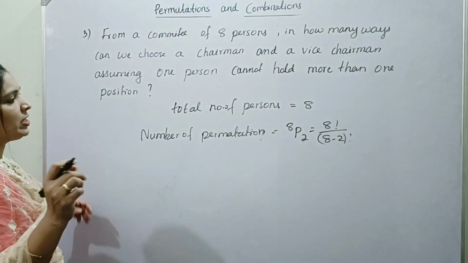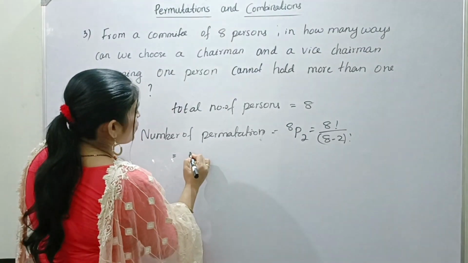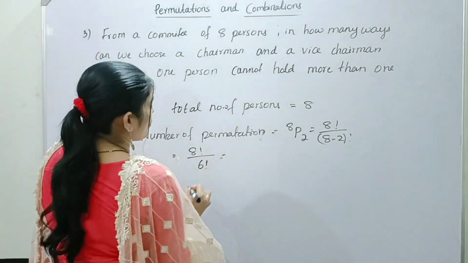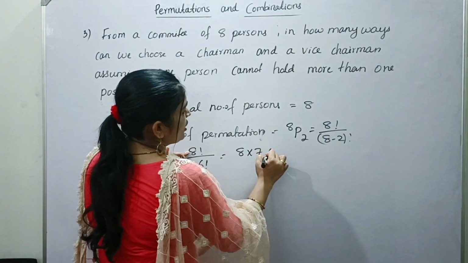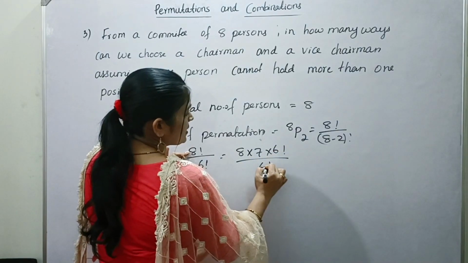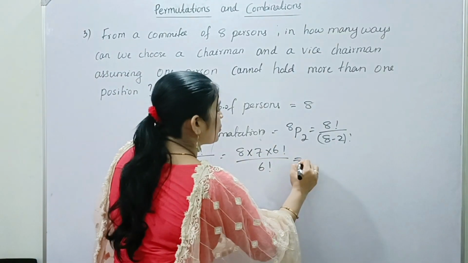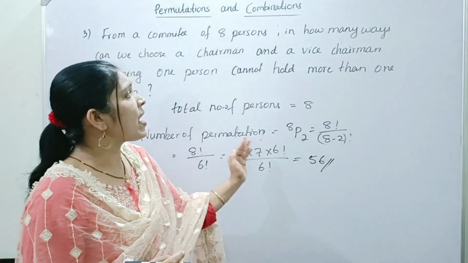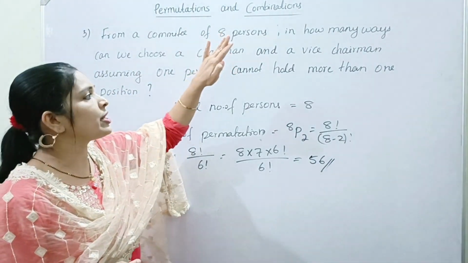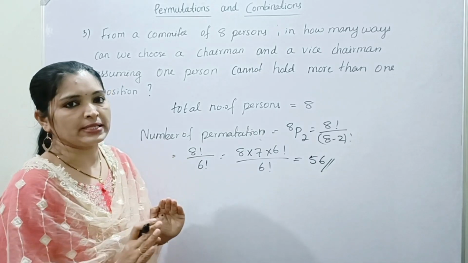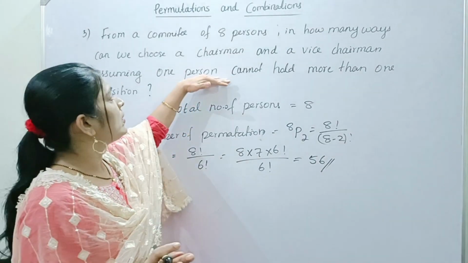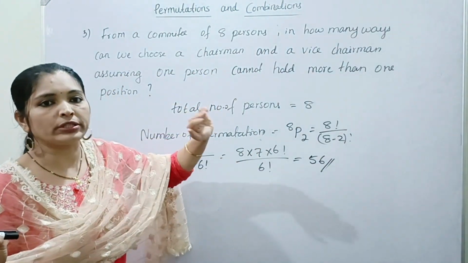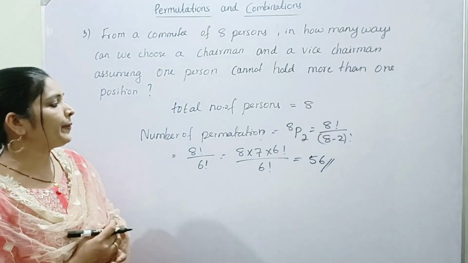So 8 factorial divided by 8 minus 2 factorial is equal to 8 factorial divided by 6 factorial, right? So we can write 8 into 7 into 6 factorial divided by 6 factorial. 6 factorial is cancelled. So 8 into 7, 56. So what is the answer? In 56 ways we can choose a chairman and a vice chairman from 8 persons without repeating, that is, without a person holding more than one position.